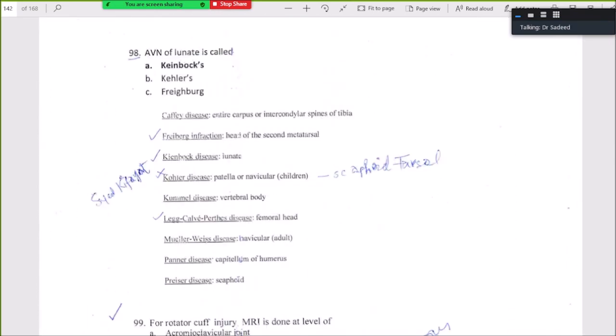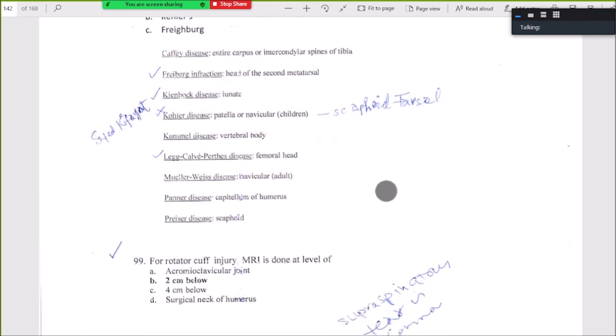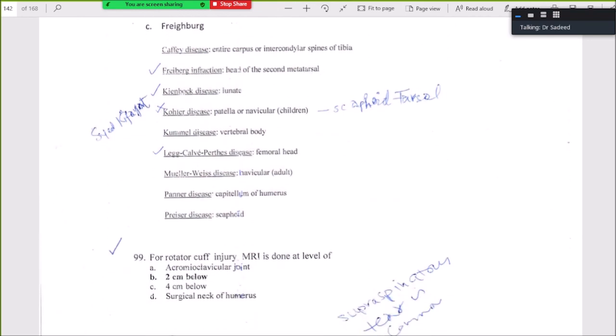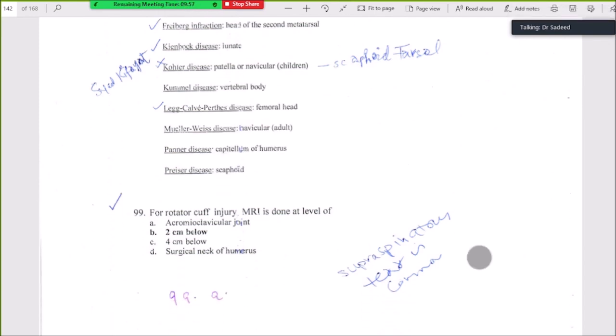98. AVN of lunate is called Kienbock disease. The fibroid disease, head of second metatarsal, AVN. Kienbock disease, lunate. Collar disease, patella or navicular bone. Camel disease, vertebral body, like Porter's disease or femoral head. Panner disease, capitulum of humerus. And Piezer disease is capitate.